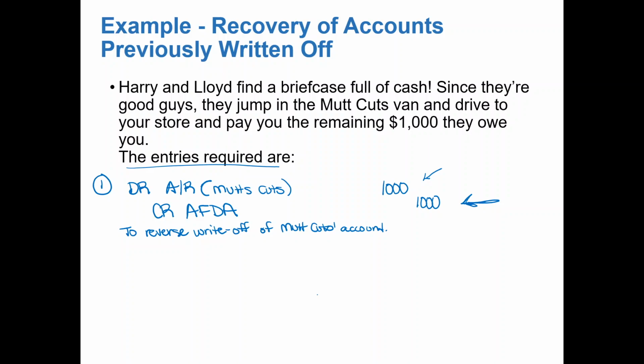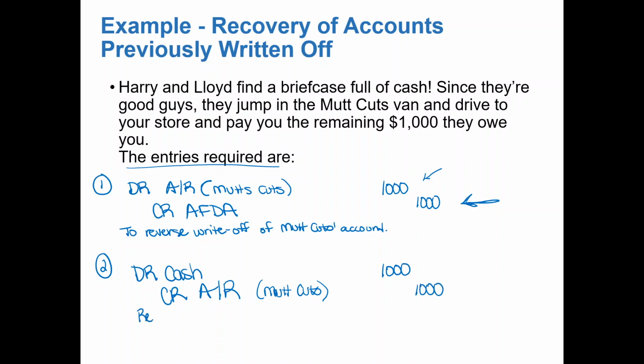So now that we've reversed the write-off, the second journal entry is just to record the collection. So as I said, just like we would always do to record collection on account, we debit cash and we credit accounts receivable. And this would be from the Mutt Cuts ledger. So we receive the $1,000 and we record the collection on account.